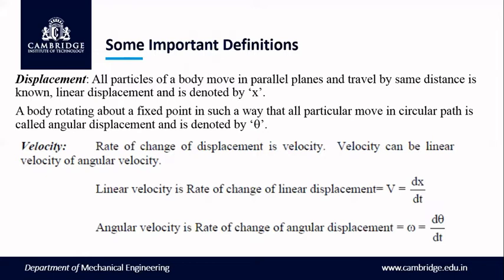Similarly, the first derivative of angular displacement is angular velocity. Hence, the angular velocity is defined as rate of change of angular displacement, denoted by omega, is equal to d theta by dt. That is differentiation of angular displacement with respect to time.